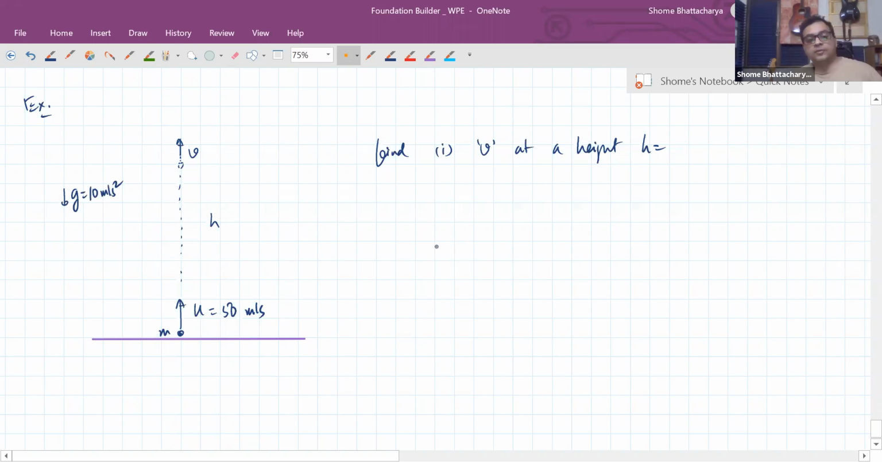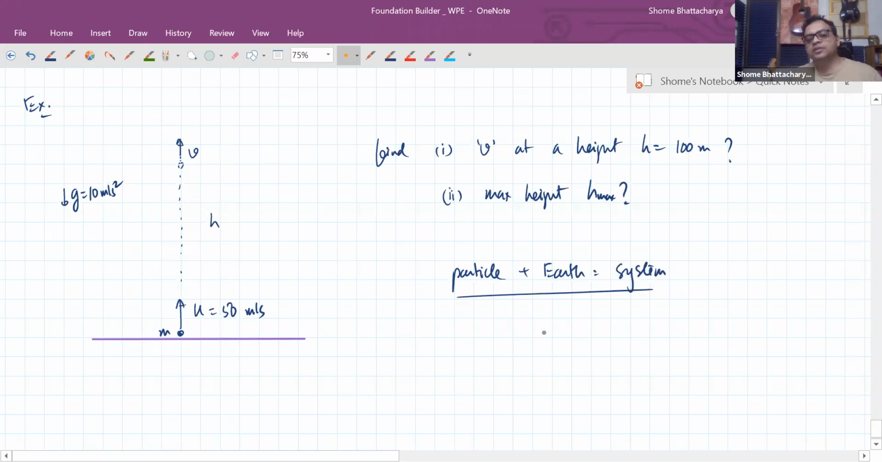So let's say we are taking a height of 100 meters. Okay. And secondly, find the maximum height it reaches. Okay. But we'll use work energy over here. So what we'll do is we'll take the particle plus earth as a system.